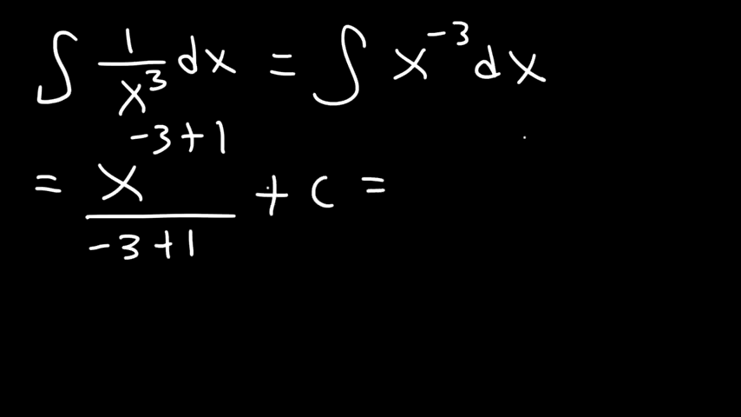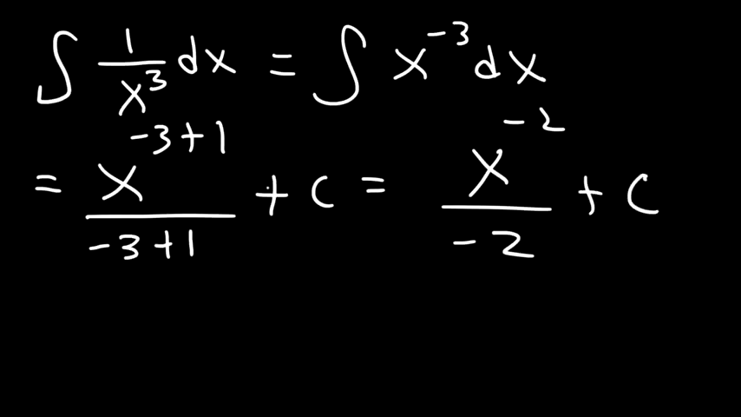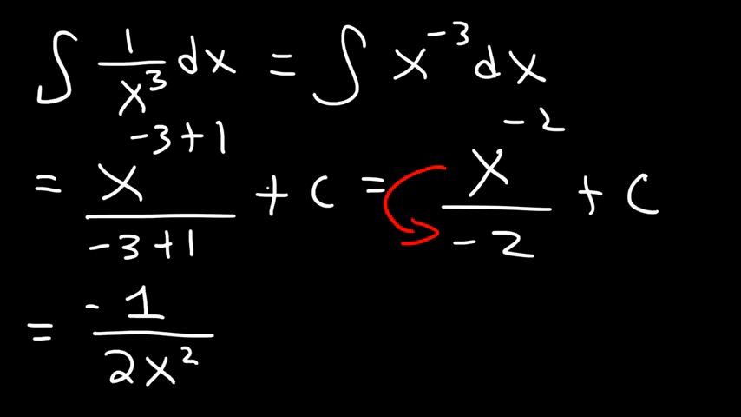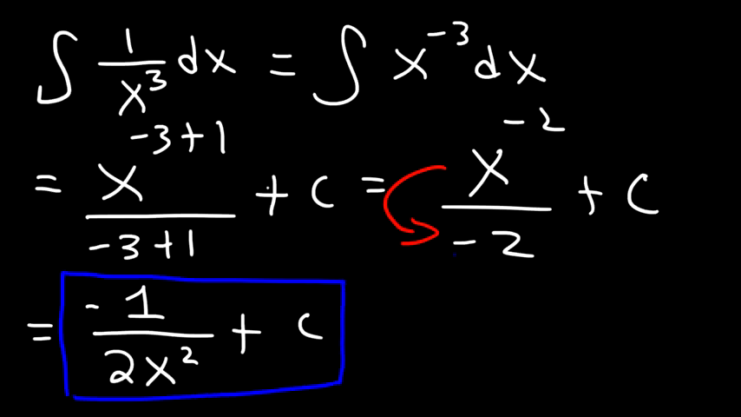So negative 3 plus 1 is negative 2. So we have x to the negative 2 power divided by negative 2. So after you integrate it, then rewrite it and simplify. Let's move the x variable to the bottom. And so this becomes, we can leave a 1 on top. This negative sign, we could transfer it to the top. The 2 has to stay on the bottom, but now we have an x squared on the bottom as well. So the answer is negative 1 over 2x squared plus c.